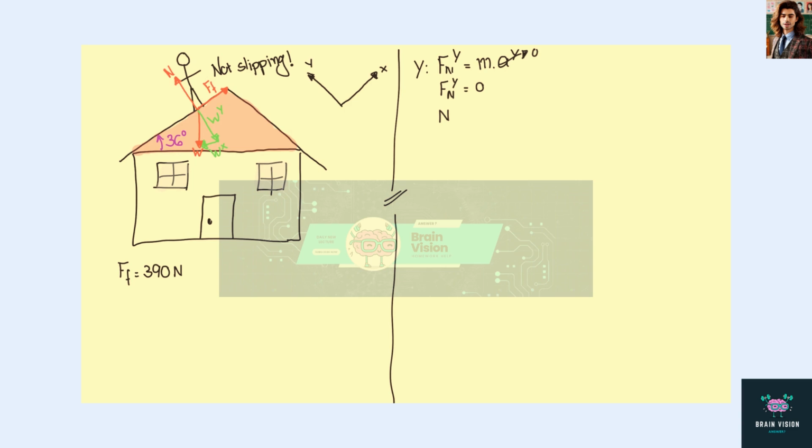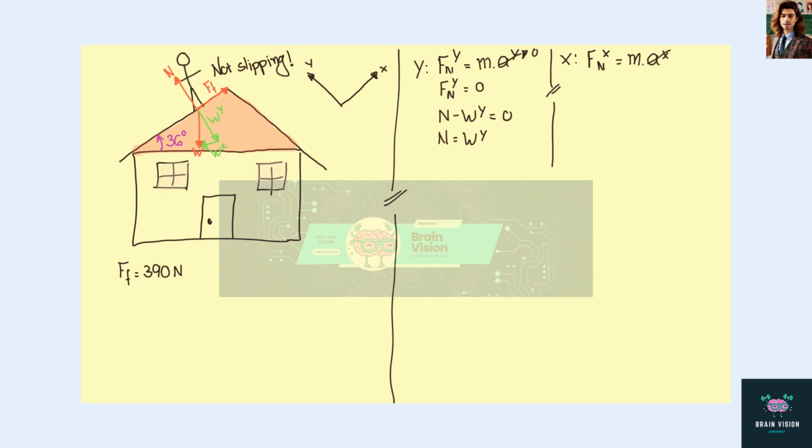Then, for the y direction, Newton's second law gives us the normal force minus the y component of the weight force is equal to 0. Then, the normal force is equal to the y component of the weight force. Now, we apply Newton's second law in the other direction, the x direction. This tells us that the net force in the x direction is equal to the mass of the worker times its acceleration. Now, the worker isn't climbing further up the roof nor slipping down the roof. It's standing still in this direction too.